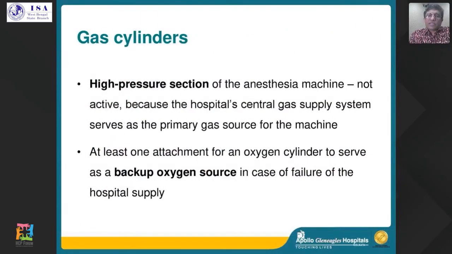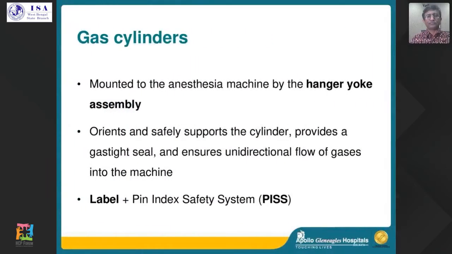This is the only possible high pressure section of the anesthesia machine, and classically, if there is a pipeline system in the hospital, this stays inactive as long as the pipelines are functioning. If there is no pipeline system, then it is functioning. But even if you have a pipeline system, it is a must that you have a backup oxygen cylinder, which should take over in the case of a failure of the hospital supply. So that is about the cylinders.